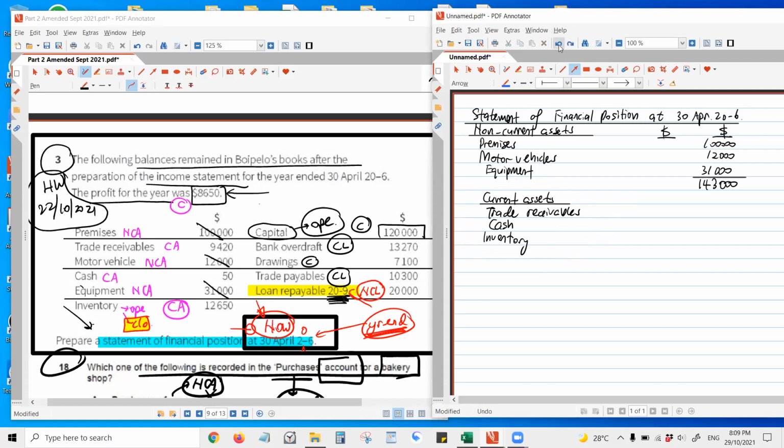Now remove this. Pick up the numbers 9420, 50.